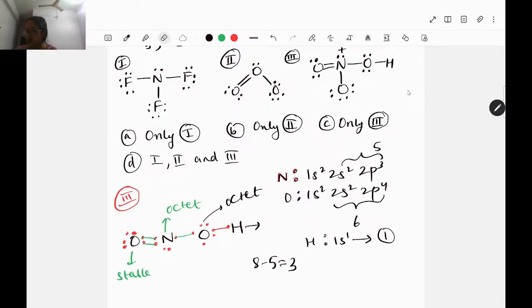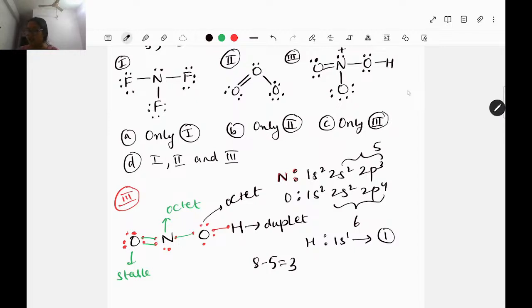Hydrogen doesn't reach an octet. Hydrogen is the only atom apart from helium that reaches a duplet to attain stability. This is because hydrogen only has electrons in its 1s orbital, so it will only try to fill up its 1s. It will not expand beyond that. So hydrogen fills its duplet.